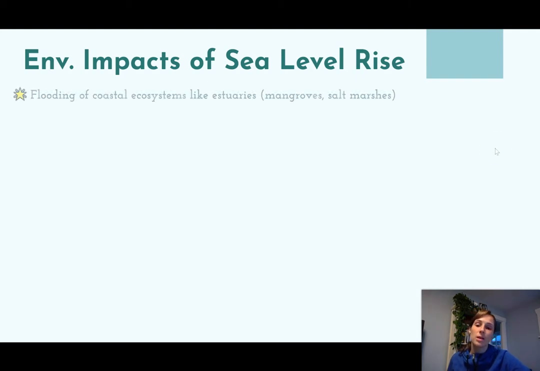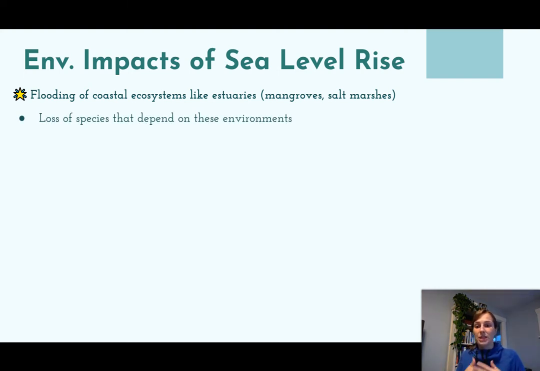So what are some of the environmental impacts of this sea level rise? Well, the first is flooding of coastal ecosystems, such as estuaries that are usually this buffer. The mangroves, the salt marshes, you're going to actually have flooding into these areas. A lot of these plants are going to be underwater eventually. This is going to be a bummer for the species that depend on these environments. We're going to lose those species because they're no longer going to be in a habitat where they can thrive. They're either going to have to move inward or they are not going to survive.